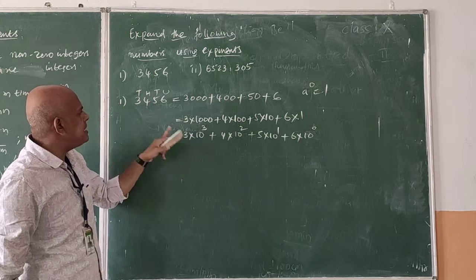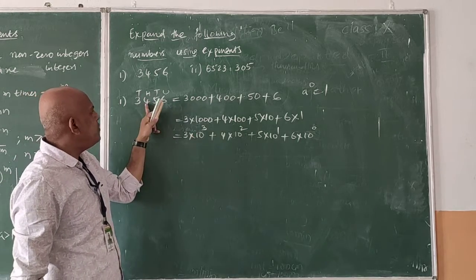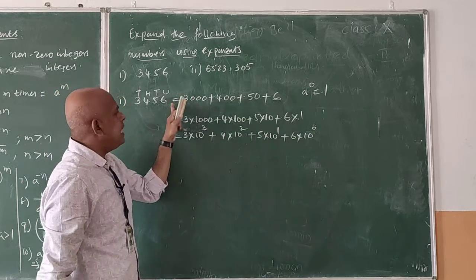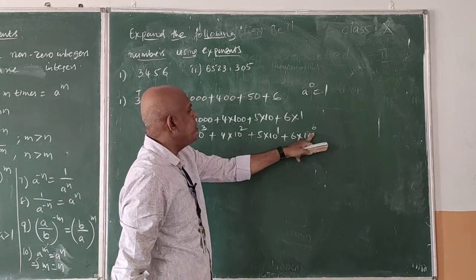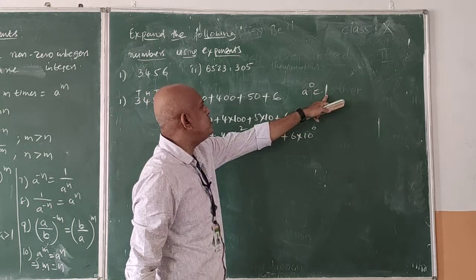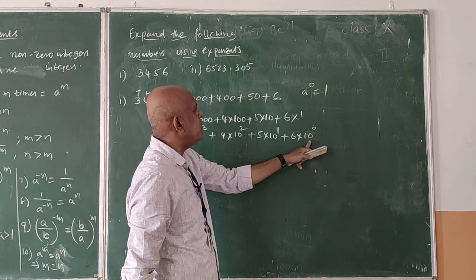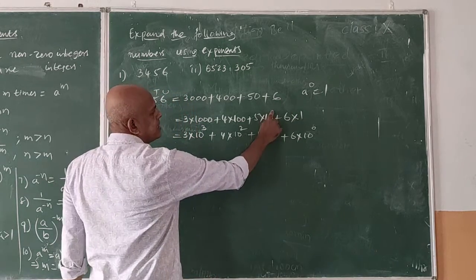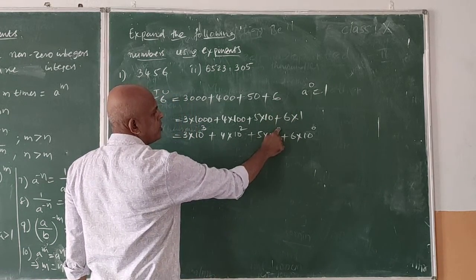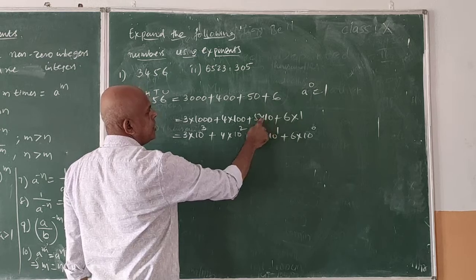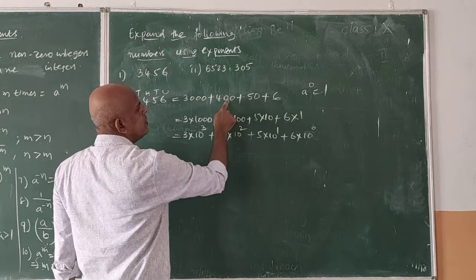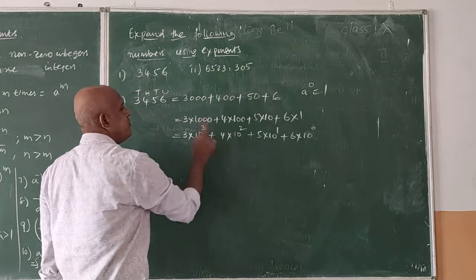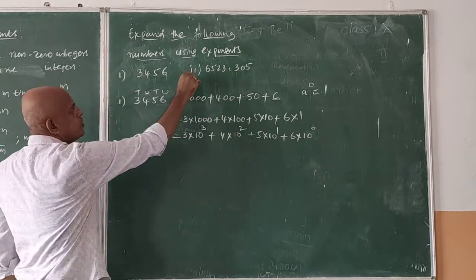3456 can be written as 3 into 10 to the power of 3, and 4 into 10 square, and 5 into 10 to the power of 1, and 6 into 10 to the power of 0. 10 to the power of 0 means a power 0 is equal to 1. So we get 1. 6 into 1 is 6. 5 into 10 to the power of 1: 10 to the power of 1 is 10, and 10 into 5 is 50. And 400 is written as 4 into 100, where 100 is 10 square. In the same way, we are going to expand the second one.